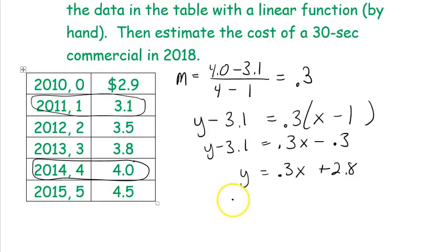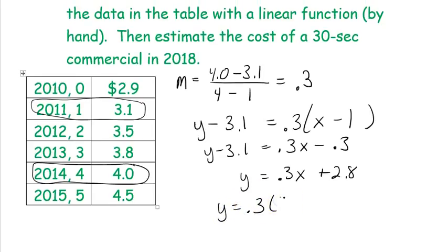So I'm going to plug in 8. So y would equal 0.3 times 8 plus 2.8. And then that outcome is going to be 5.2. So the estimate is that it would cost $5.2 million in 2018.